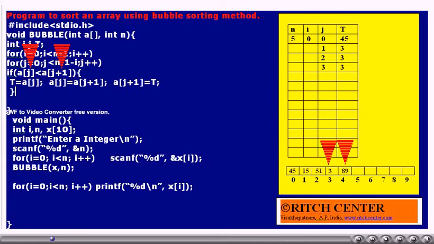A of j, is it less than a of j plus 1? Currently the j value is 3. A of j is 3, a of j plus 1 is 89. 3, is it less than 89? Yes. They are supposed to be exchanged now. Thus, a of j value is as usual assigned to the temporary variable t, and a of j plus 1 value is assigned to a of j. And then t value will be assigned to a of j plus 1. Thus, they get exchanged.